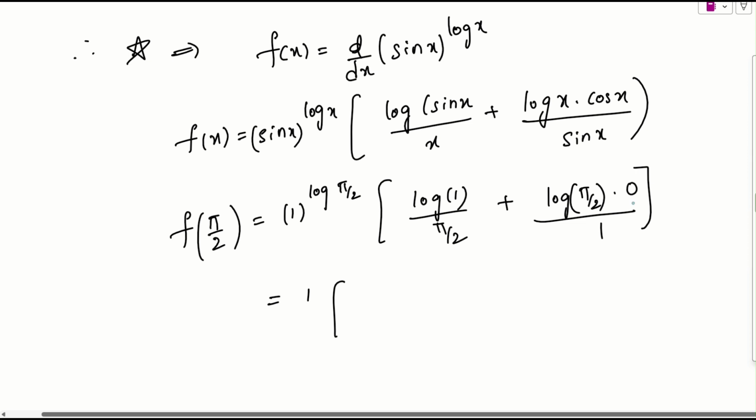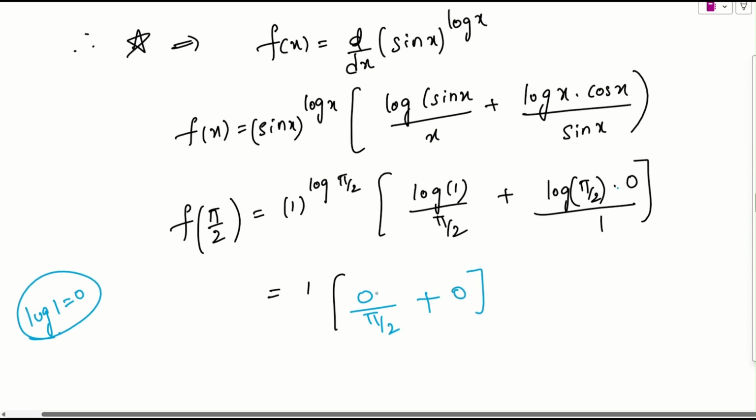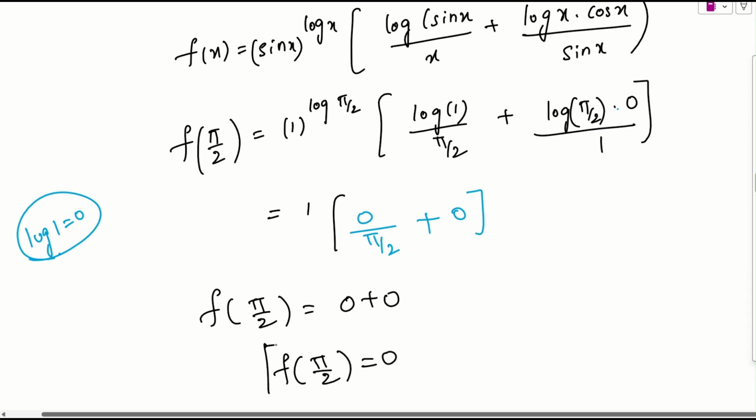So log 1. Remember, we know that log 1 is always equal to 0. Is it okay? So this will be log 1, which is 0, times whatever may be the denominator, which is pi by 2, leave as it is, plus 0 into anything will be what? 0. So finally what I'll be getting here: f of pi by 2 is nothing but 0 plus 0, which is nothing but 0. So I can say that f of pi by 2 will be 0. This is what they are asking us to find.